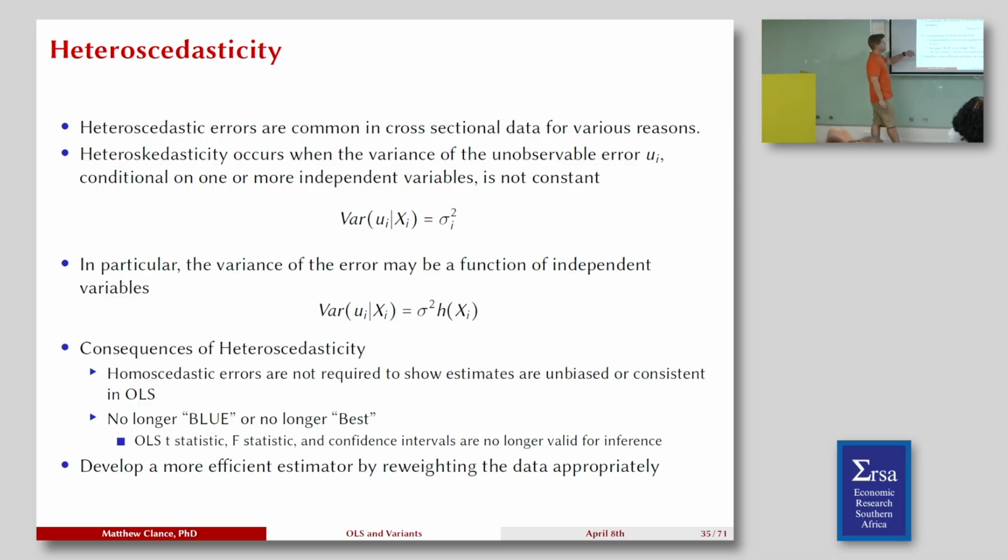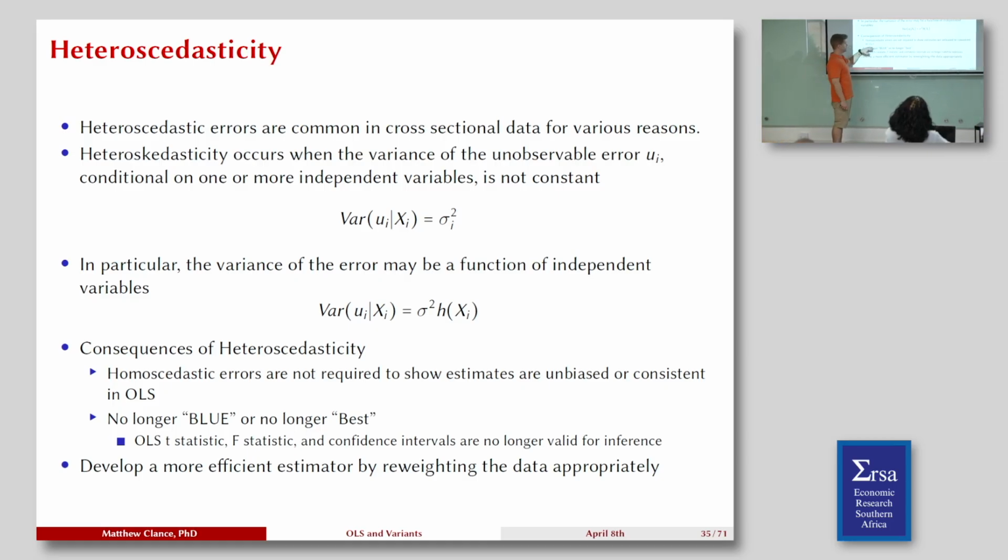But just knowing the consequences is what we need to care about. Homoscedastic errors are not required for showing that an estimator is biased, unbiased, or consistent. So for the most part we should be okay there, as long as we're in the linear world. Once we go nonlinear, we have more problems. It's no longer BLUE, or another way of saying it, no longer the best linear unbiased estimator. So when that happens, we lose our confidence in being able to say anything about inference. And that's why it's important.